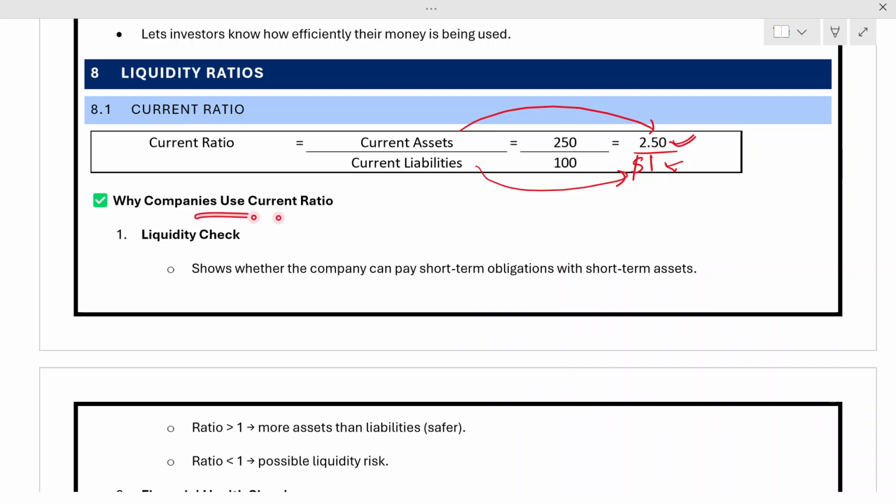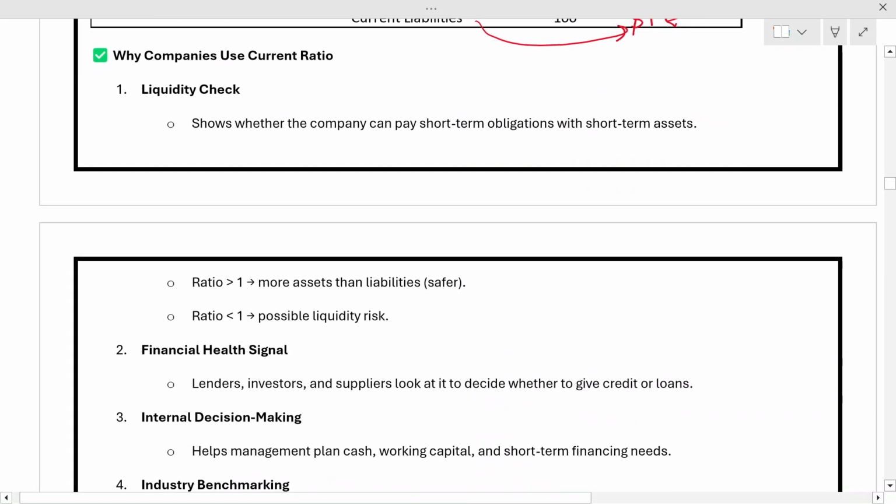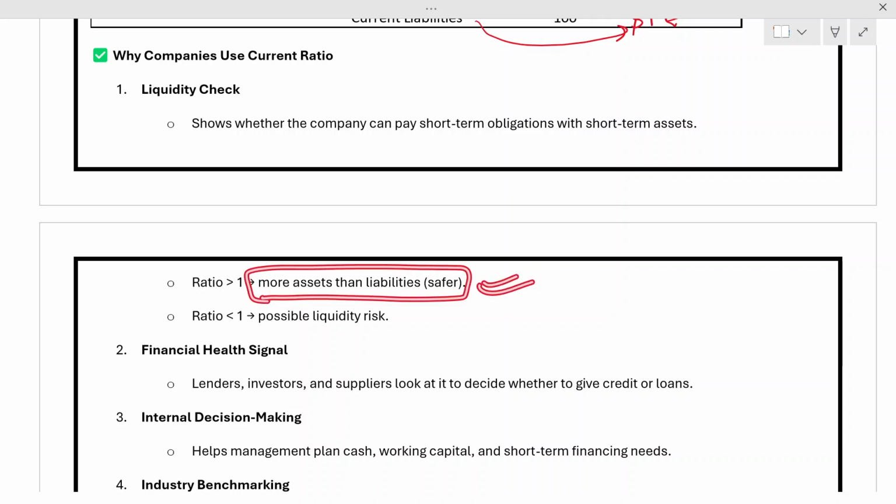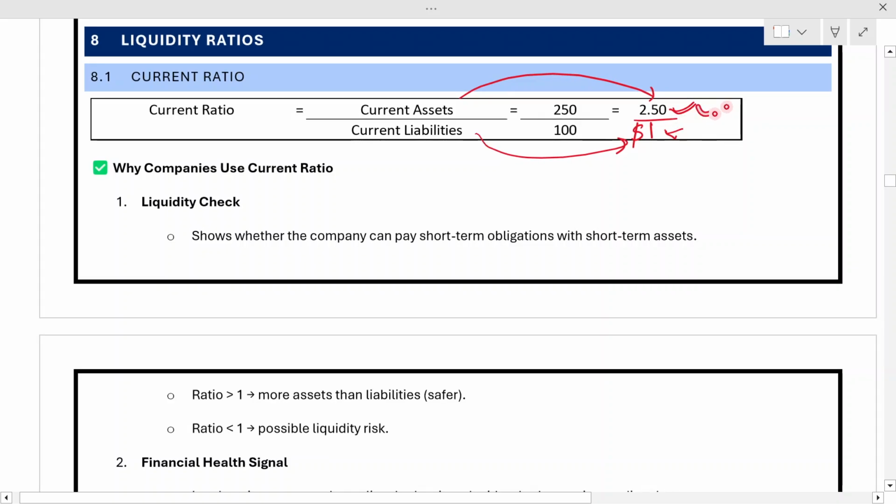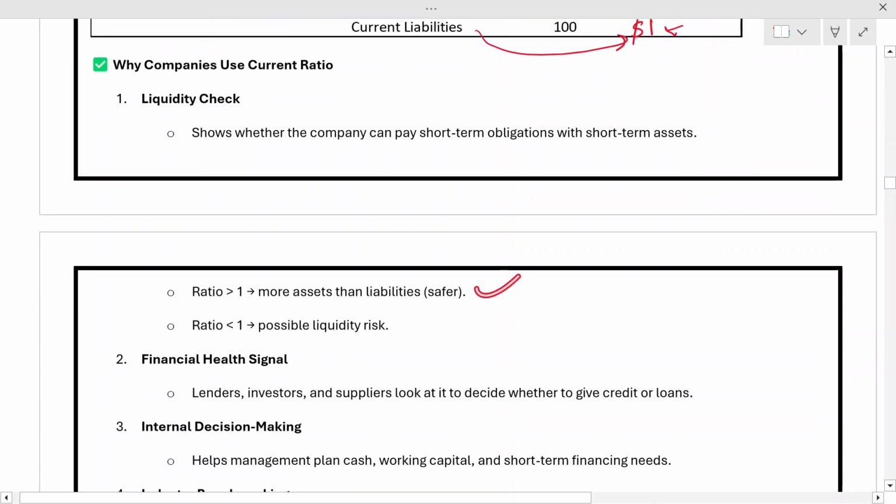Now, why do companies use this particular ratio? The company wants to see whether it can pay its short-term obligations or not, because this takes into consideration both current assets and current liabilities. If the ratio is more than 1, the company has more current assets, which means it's safer. In our example the company had a current ratio of 2.5, which is safer. If it's less than 1, the company's current liabilities are higher and current assets are lower, so the company is in a risky position.